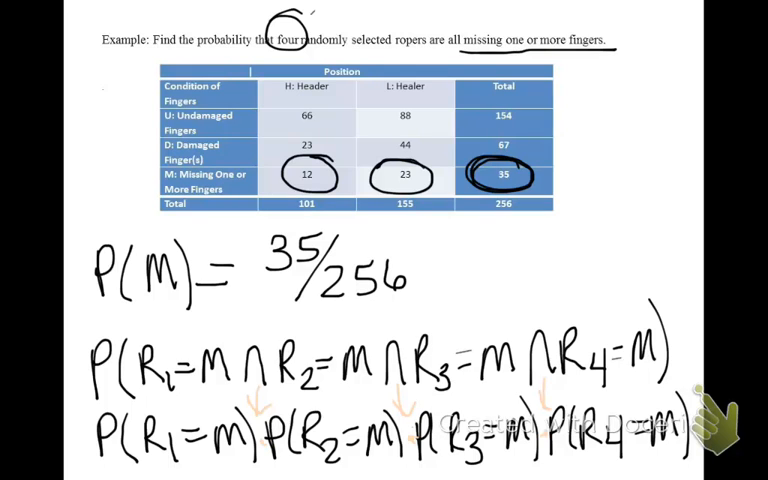Well, the chances of any particular roper missing a finger are going to be exactly the same. There's no reason roper 1 and roper 2 should have different probabilities here. So you could really see the problem as saying this. Change them all to roper 1. There's no difference between them. So I have the probability of a roper having a missing finger written out 4 times, which is the same as that probability raised to the 4th power.